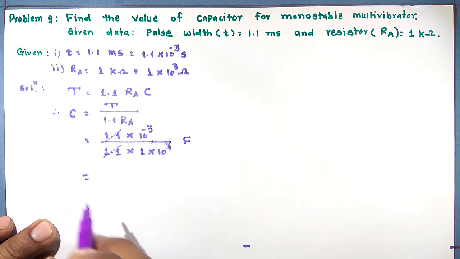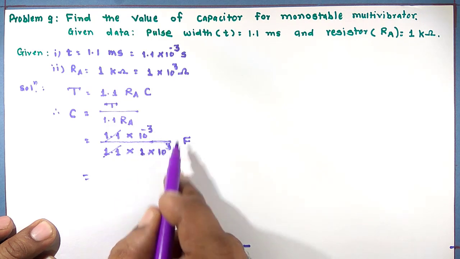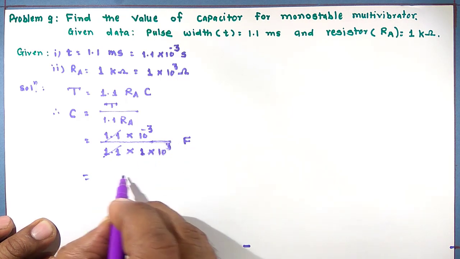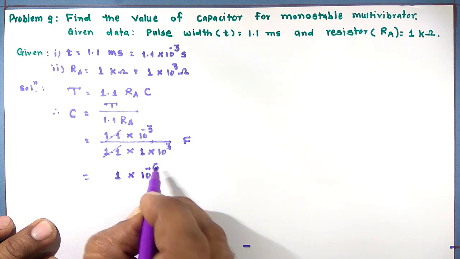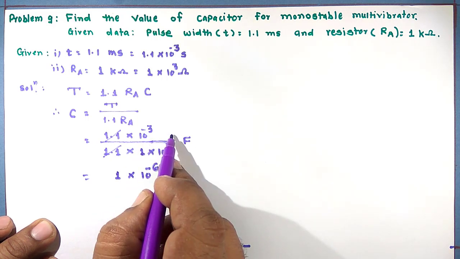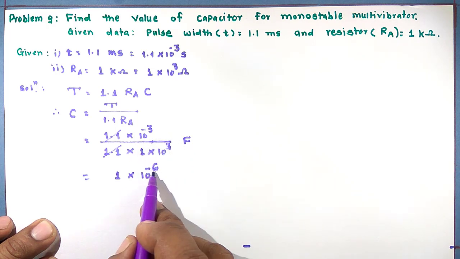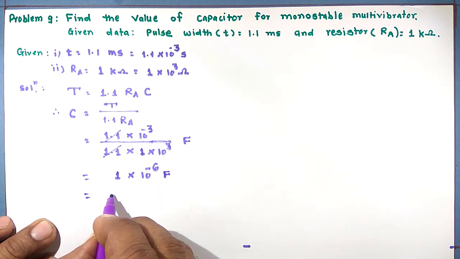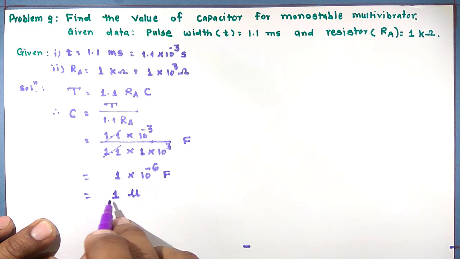This 1.1 will be cancelled out. This is 1, this is 10 raised to minus 3, and the 10 raised to 3 will become 10 raised to minus 3 when it goes up to the numerator. So minus 3 plus minus 3 will be 10 raised to minus 6 farad. Now 10 raised to minus 6 is nothing but micro. So it is 1 microfarad.